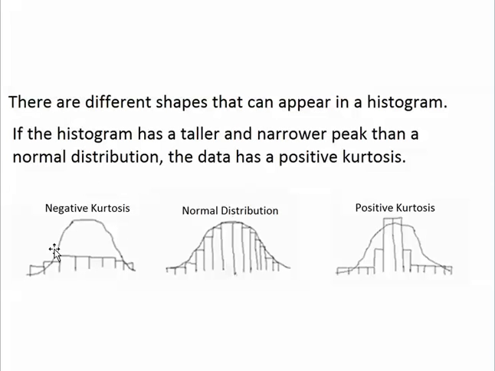So a negative kurtosis is shorter and wider than a normal curve. A positive kurtosis is taller and narrower than the normal curve. This one has this wide and short peak. This one has this tall and narrow peak. You can imagine if this normal distribution was made out of Play-Doh, and I pushed down on the top and flattened it out, I would get a negative kurtosis. If I pushed in toward the sides, and I made the Play-Doh go up taller and narrower, it would become a positive kurtosis.